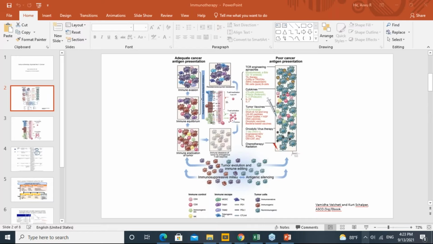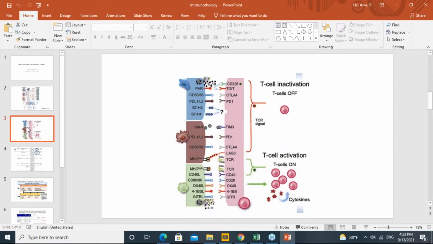So now you're going to see the next slide, and basically I'm blowing up that centerpiece of the first slide. On the top is T cell inactivation, and on the bottom is T cell activation. So on the tumor and the lymphocytes, there are many surface molecules.